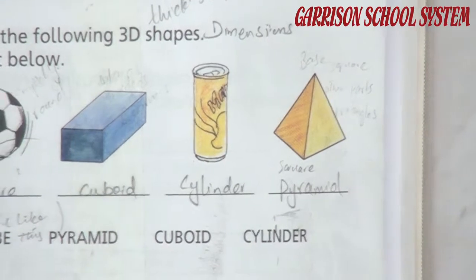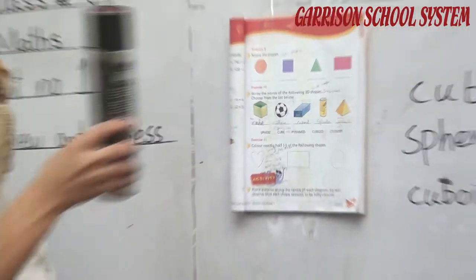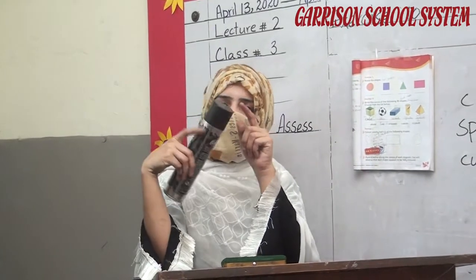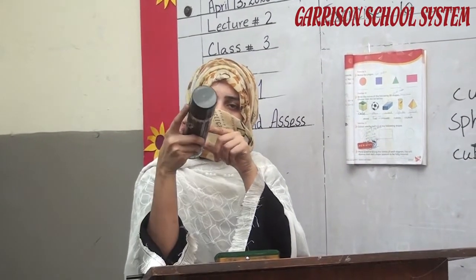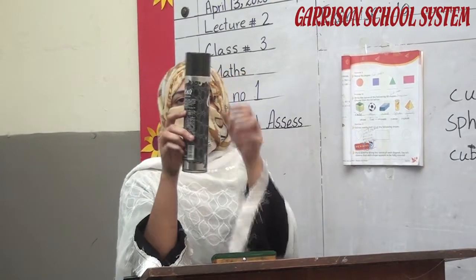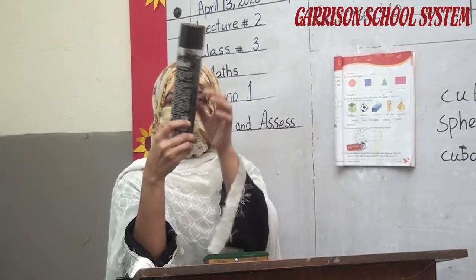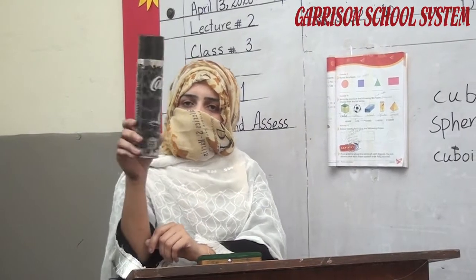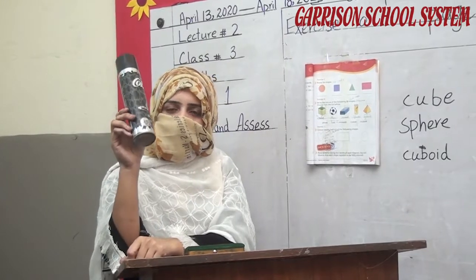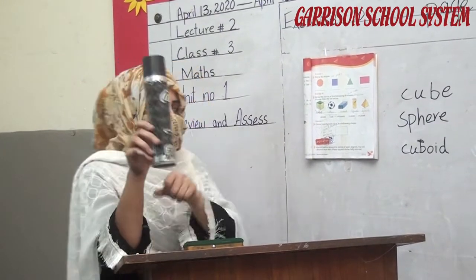Look at this shape. Here I have a shape like this. It has 2 circles, 1 circle from the top and 1 circle from the bottom. And here is a big curve. Here are 2 circles and in the middle a big curve. This shape is called cylinder.